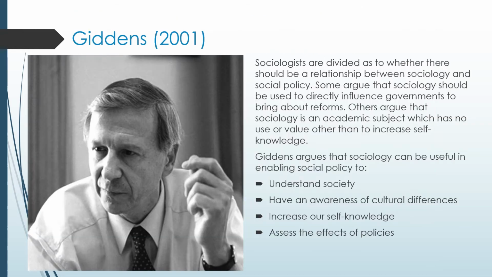Now, just to talk about Giddens again. Giddens said that sociologists are divided as to whether there should be a relationship between sociology and policy. Some argue that sociology should be used to directly influence governments and bring about reform. Others say that sociology is an academic subject and it has no use or value to be involved in policy. Now, Giddens argues that sociology can be useful in enabling social policy in a number of ways. So he talks about understanding society, having an awareness of cultural differences, and increasing self-knowledge and awareness of issues.